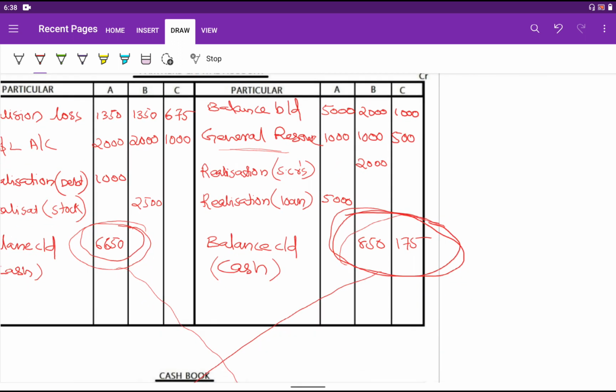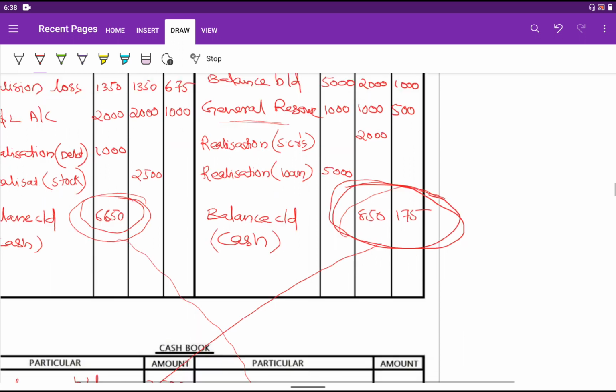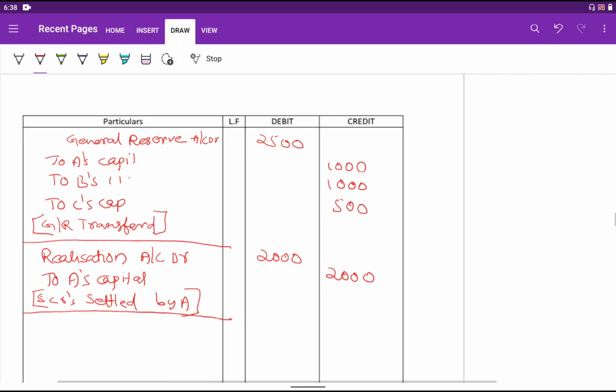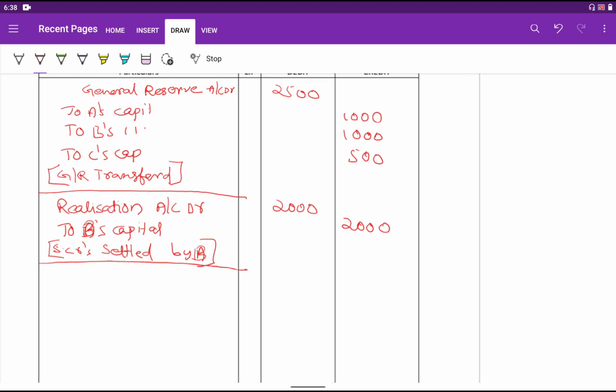Realization loan settled by A. Sundry creditors was settled by B, right? So you can cancel this to B. Okay, sorry. So sundry creditors settled by B, you can write. So loan was settled by A. Same like we will write realization, because it is coming in credit side, so we will debit realization to A's capital. How much? 5,000.